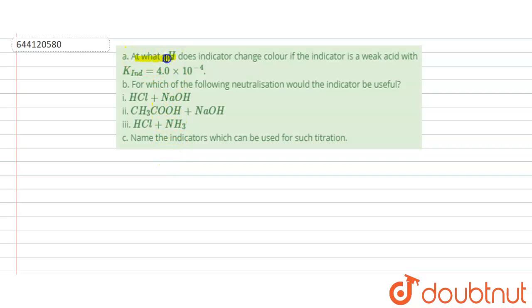Hi everyone, let's take a question. Here the question is, at what pH does the indicator change color, if the indicator is a weak acid? Here we are given the value, K_In = 4.0 × 10^-4. This is our A part. The B part will follow the A part only: for which of the following neutralizations would the indicator be useful? Here we are given three neutralization reactions.